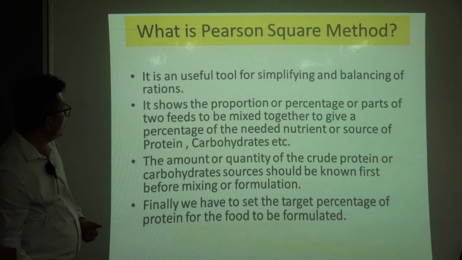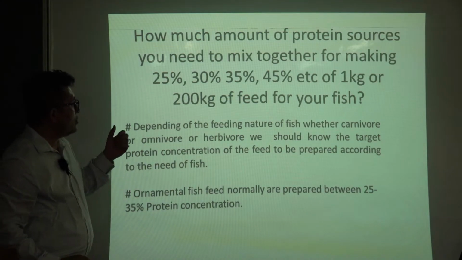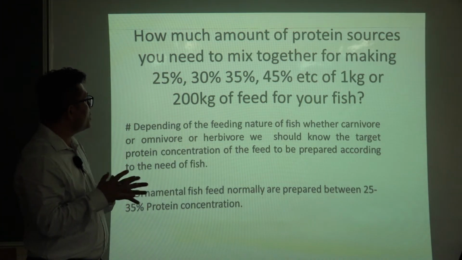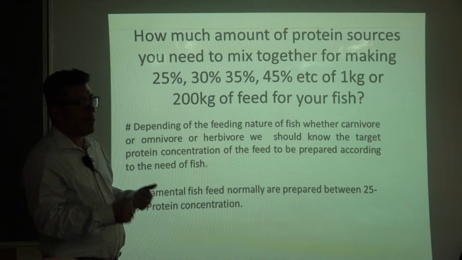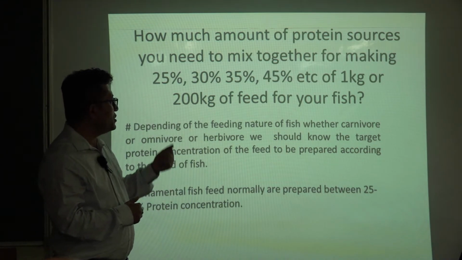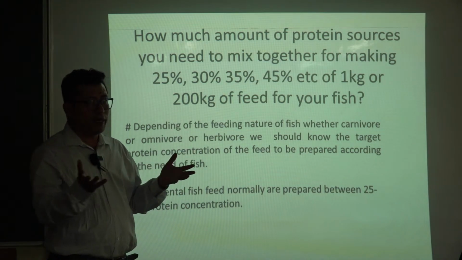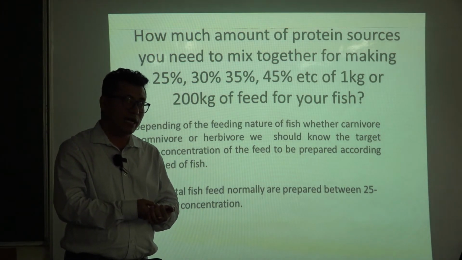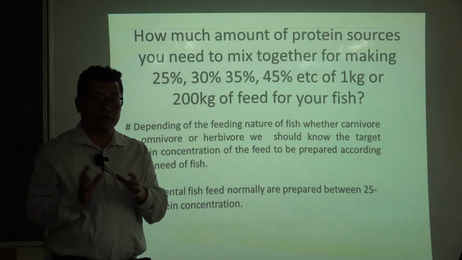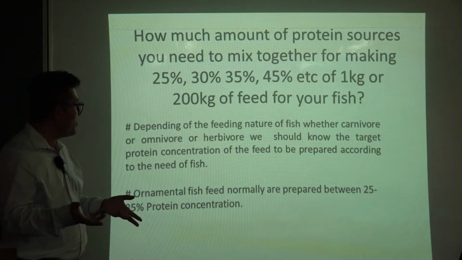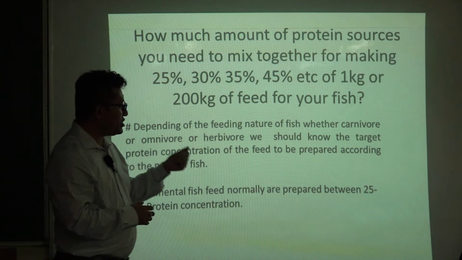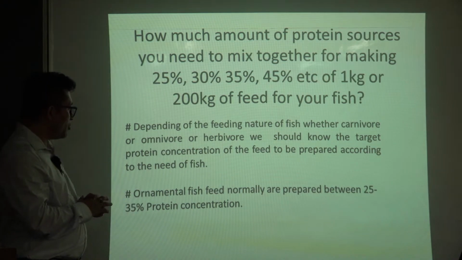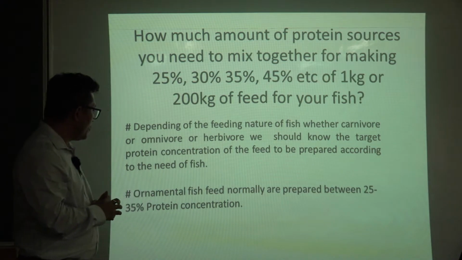So now, this is all about how much protein source you want to use according to your fish. Suppose you can make 25, 30, 35 or 40, whatever you want. Then you have to make the required quantity, for example 1 kg, or for your farm even 200 kg, you can make that too. So depending upon the feeding nature of the fish, whether carnivore, omnivore or herbivore, we should know the target protein concentration of the feed to be prepared according to the need of the fish.